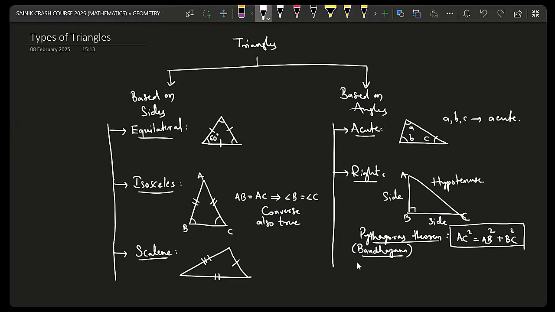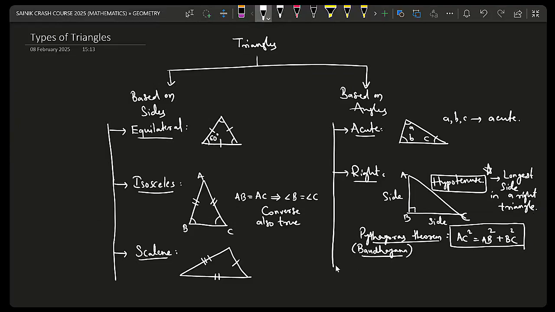And one more important property about hypotenuse, that is, the hypotenuse is the longest side in a right angle triangle. So you will never get a side more than or longer than the hypotenuse. The other two sides are always shorter than the hypotenuse only.